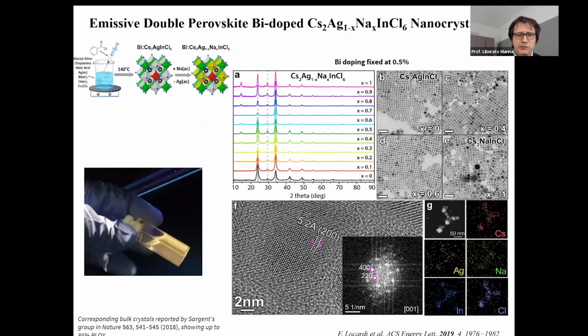Now, then we shifted to a more complicated system. You see, this is a double perovskite, but on the B+ side there is an alloy of silver and sodium, and on the B3+ side there is a slight doping of bismuth. Why we do this, and of course we can change the ratio of silver to sodium, is because the group of Sargent reported close to 90% PL quantum yield from these nanocrystals.